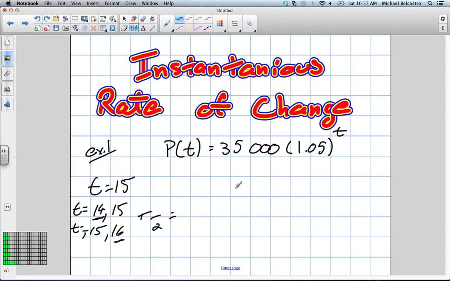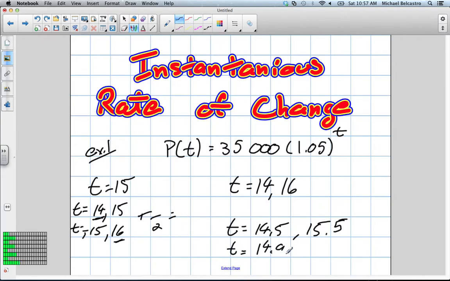So for instance, we could use t at 14 and 16 like we said, but that's a gap of a solid 2 years. You know, our estimate could be close, but we can become more accurate. We might want to use something like maybe 14.5, which is only a half year away from 15, and 15.5, which is only half a year away from 15. Or to get very accurate, we might want to use 14.9 and 15.1.